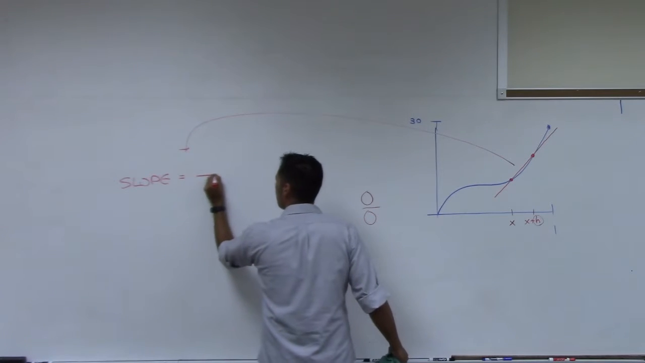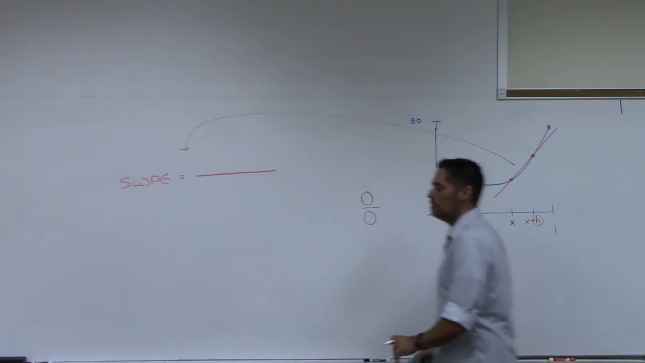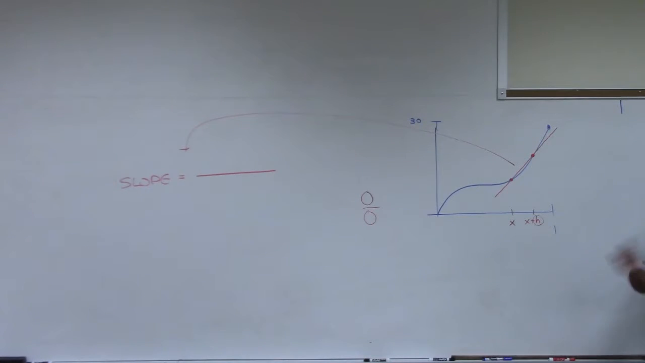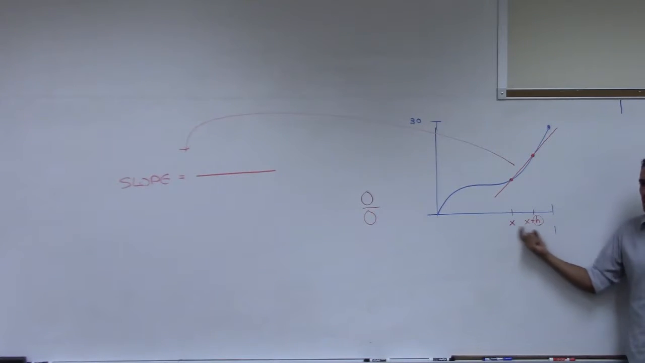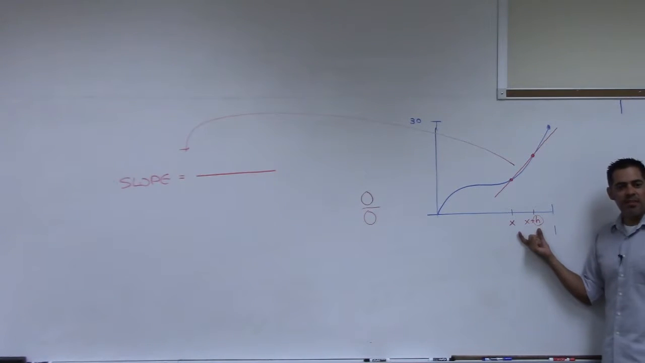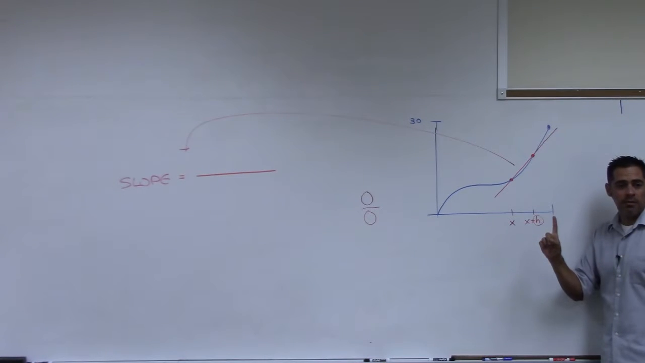Okay, so it's rise over run, right? Let's start with the run, because the run's easier. What is the run? Isn't that this distance right here? What is that distance? It's just the h, isn't it? Think of it this way. If this is 3 and this is 3 plus 1, then the difference is only 1.